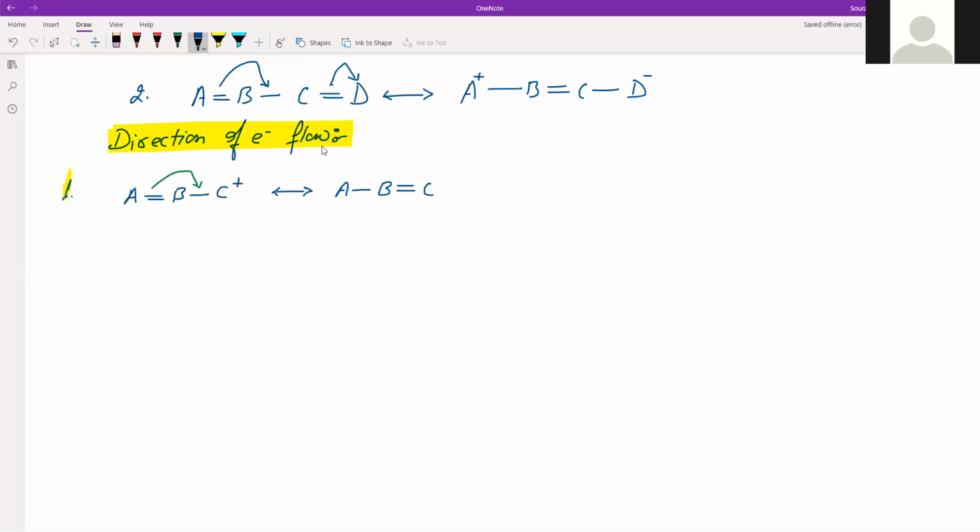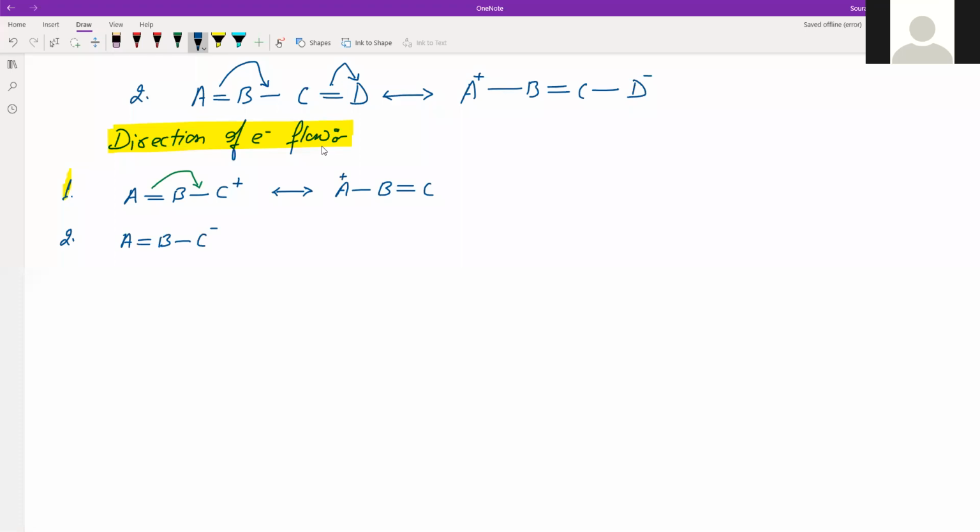Now from A and B, if you see, A and B were sharing 2 electrons, and those 2 electrons are now being shared by B and C. So there was no change in the share of electrons for B, but A has lost electrons. So that's why there will be a positive charge there.